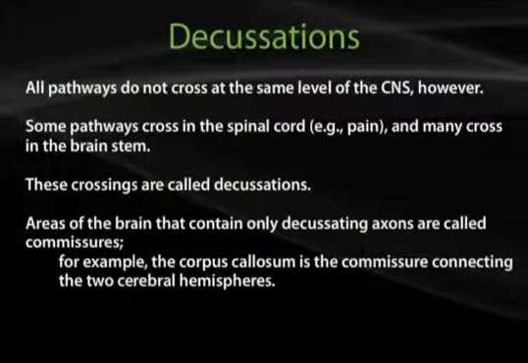All pathways do not cross at the same level of the central nervous system. Some pathways cross in the spinal cord, for example pain, and many cross within the brainstem. These crossings are called decussations. Areas of the brain that contain only decussating axons are called commissures. For example, the corpus callosum is the commissure connecting the two cerebral hemispheres.